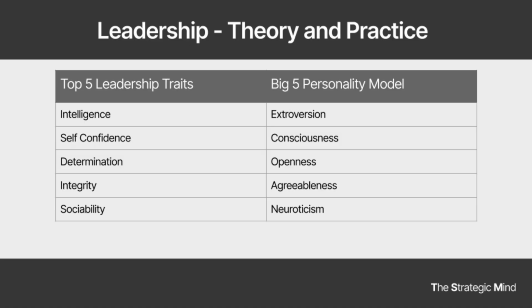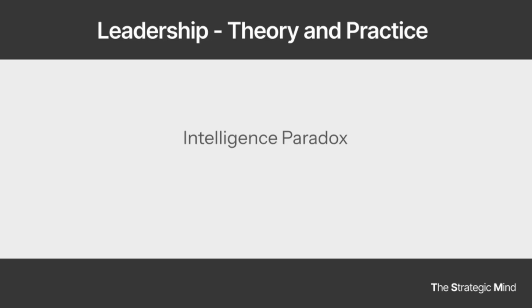Let's double click on one of those core 5 traits you mentioned. Intelligence. Because I gather there's a twist here. It's not just smarter is always better. Not at all. It's a bit of a paradox, actually. Yes, generally, being intelligent helps. Leaders need strong verbal skills, perceptual abilities, reasoning. To solve problems, make sense of things.